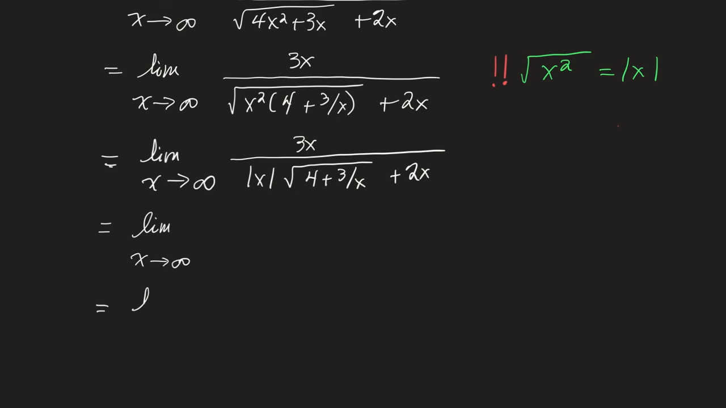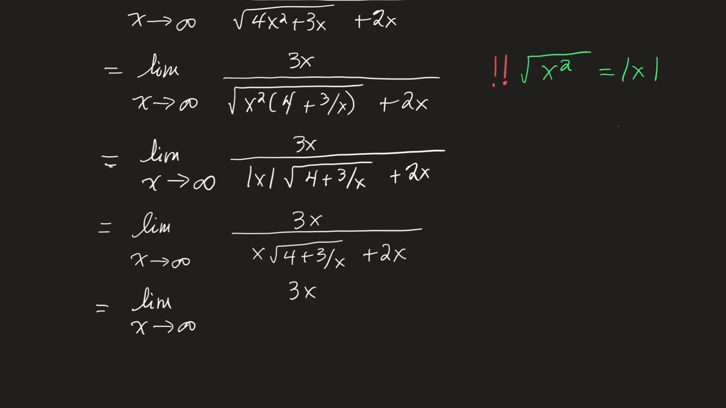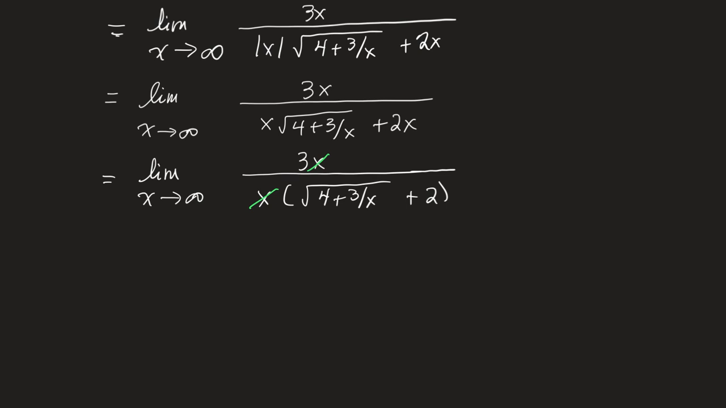Next, let's factor an x out of the denominator, in which case I get x times the square root of 4 plus 3 over x, plus 2. And now I can cancel that x, and so my limit is now the limit as x tends to infinity of 3 over the square root of 4 plus 3 over x, plus 2.